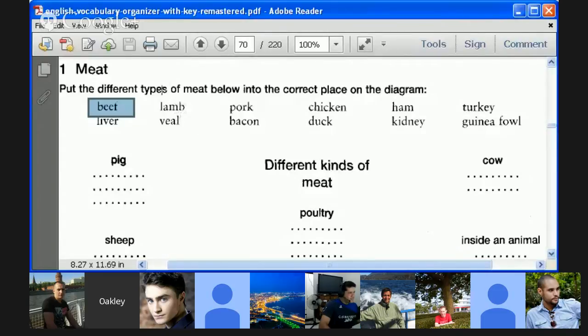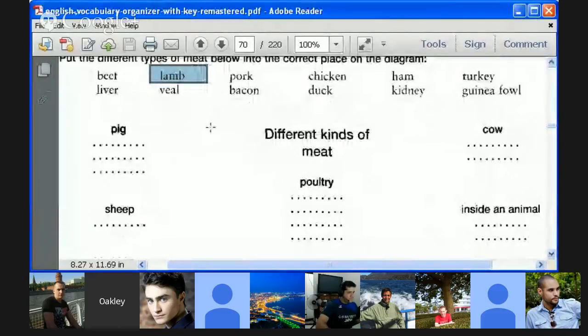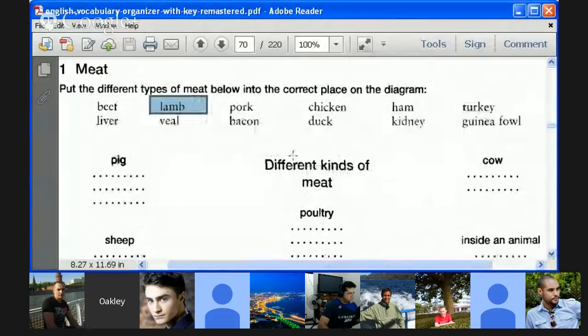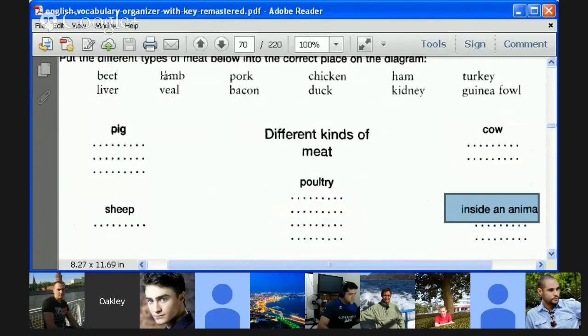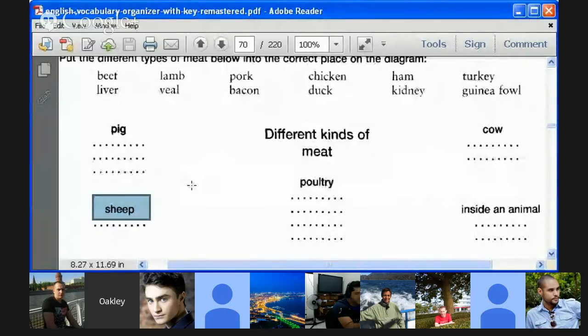Okay, we're going to continue here. We're talking meat. Okay. Mike. Hey, Mike. Okay, looking at lamb. Where does lamb belong in this diagram, in this, what category? Pig, poultry, sheep. You don't see? Do you see now? Yep. A lamb is a kind of what? I don't know. Can I give you a clue? Okay. Let me give you a clue. I don't know now.